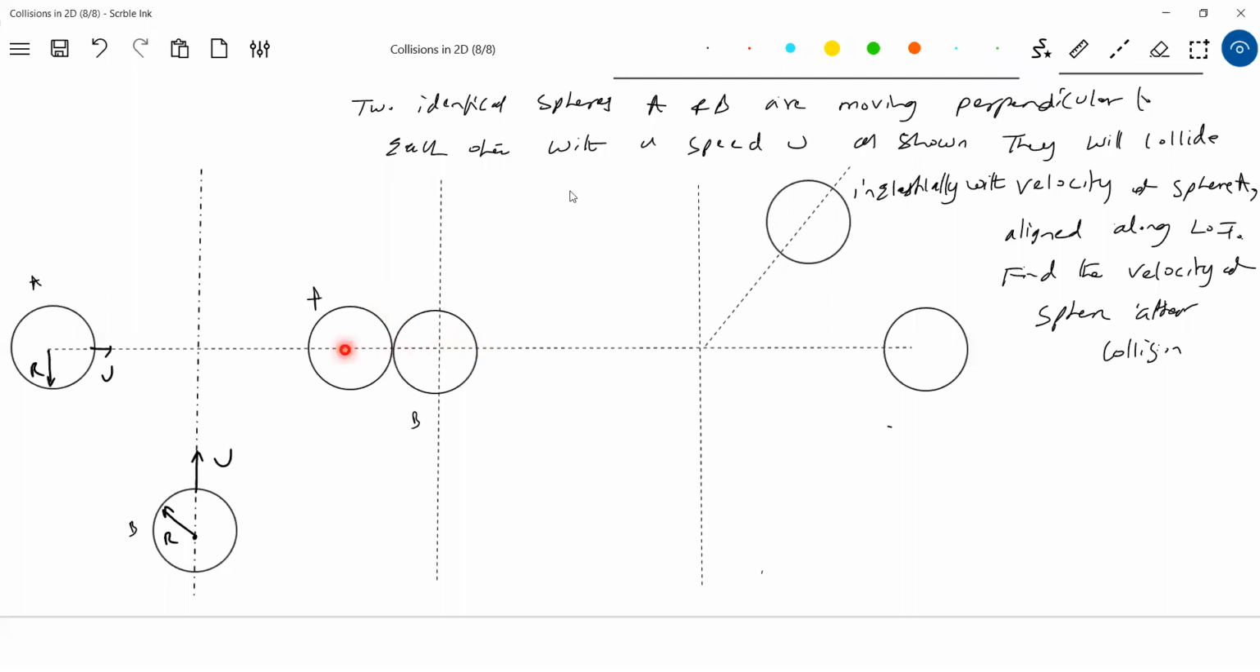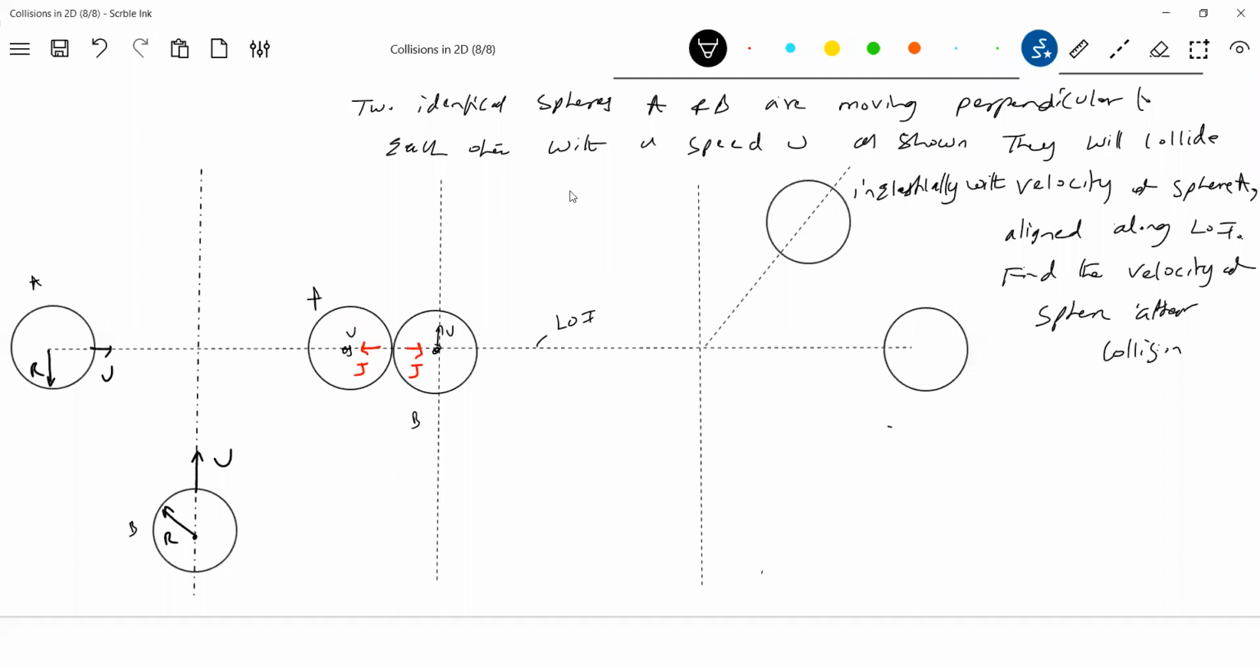During collision, what happens? The velocity of sphere A will be along the line of impact here. So therefore, the x-axis is the line of impact. Now how will the impulses act on the spheres? Due to this, the impulse will be in this direction, and the impulse on this sphere will be in this direction. Then sphere A has velocity u.